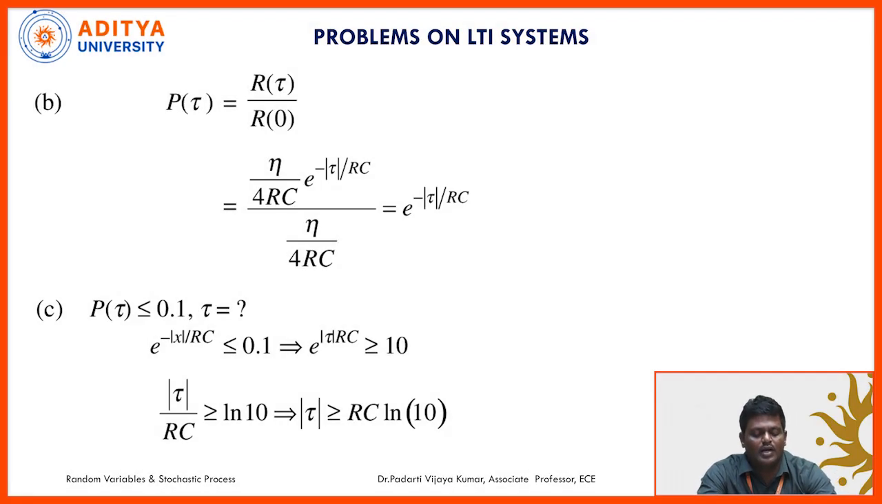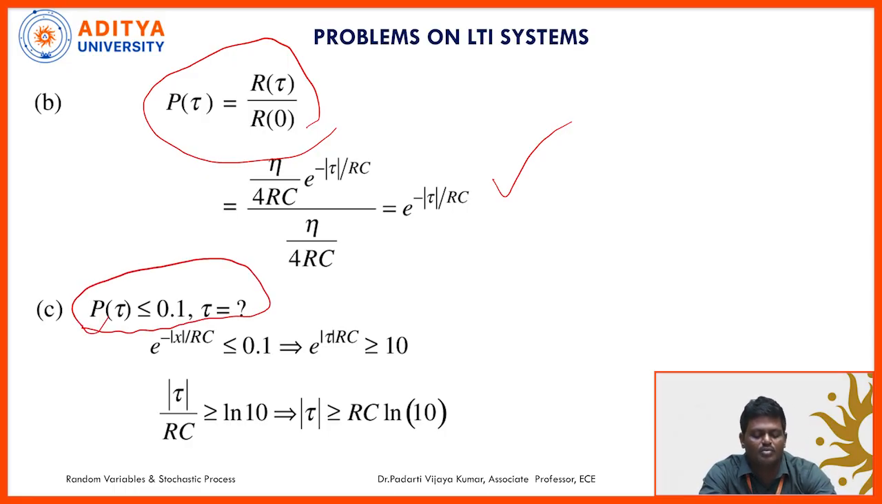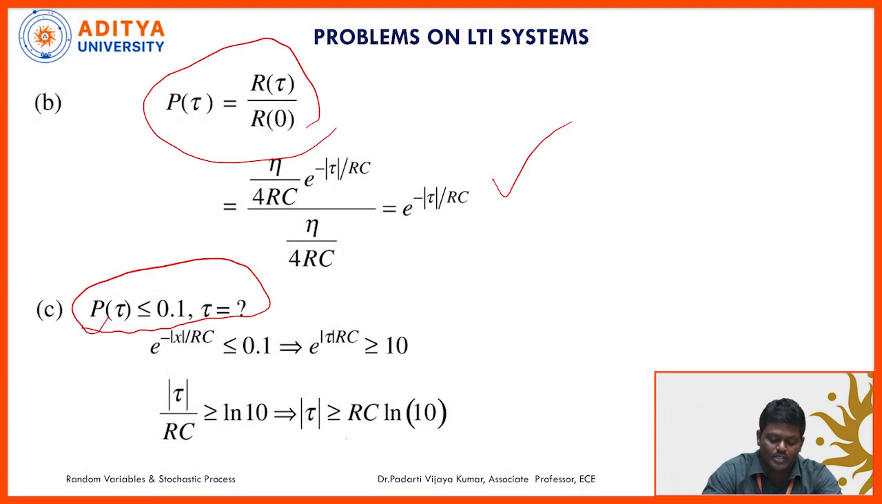So, we know that the power is related, given this is the relation for the power. Substituting this, we will get this one. And also one condition they are asking us to calculate: if P of t is less than or equal to 0.1, what is the minimum value of tau? To satisfy this condition, tau should be greater than RC into ln 10. That is the minimum value to be satisfied to satisfy this condition.